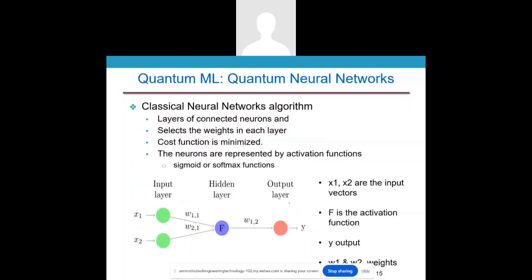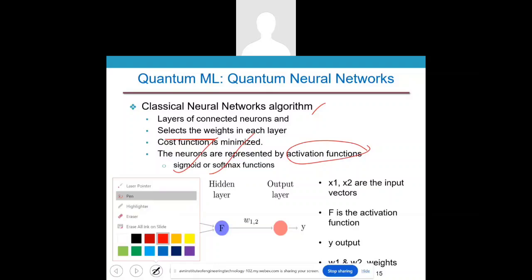Let us understand this for those who are new to the field, even to classical machine learning and neural network algorithms. This is the representation of a classical neural network. Here we find a number of layers of connected neurons. Each layer uses a set of weights, and those weights are adjusted during the training process. Finally, it returns some value and the cost function is minimized. The neurons are represented by activation functions, such as sigmoid and softmax functions, and with their help we get the outputs.